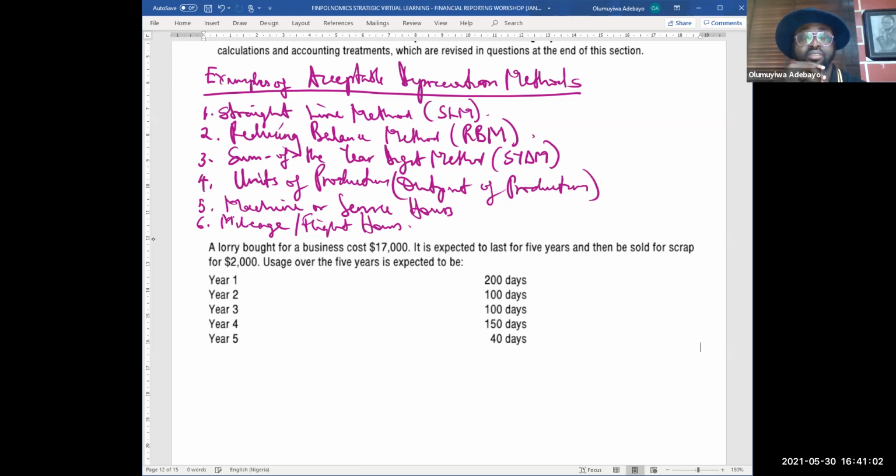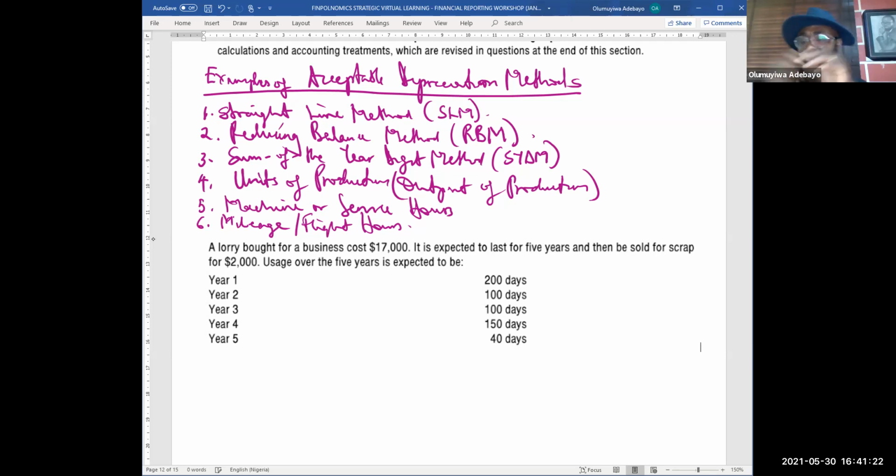Usage of the lorry is for 5 years. Okay, the expected usage is as follows. In year 1, you use it 200 times. Year 2, you use it 100 times. Year 3, 100 times. Year 4, 150 times. And year 5, 40 times.